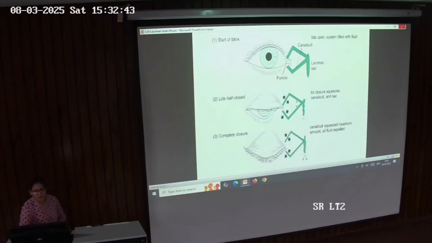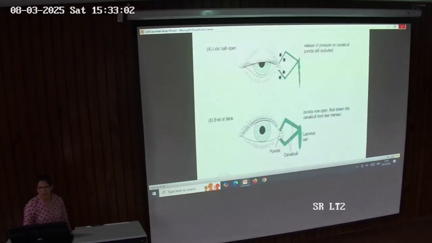At the start of the blink, the lid is open and the system is filled with fluid. When the lid is half closed, the orbicularis oculi muscles contract and lid closure squeezes the canaliculi and sac. Complete closure squeezes the canaliculi maximally and all the fluid is expelled. When we open the lid, when the lid is half open, the pressure on the canaliculi is released but the puncta are still occluded, and at the end of the blink the puncta open and fluid is drawn into the canaliculi from the tear menisci, and again the lacrimal sac is filled with fluid.